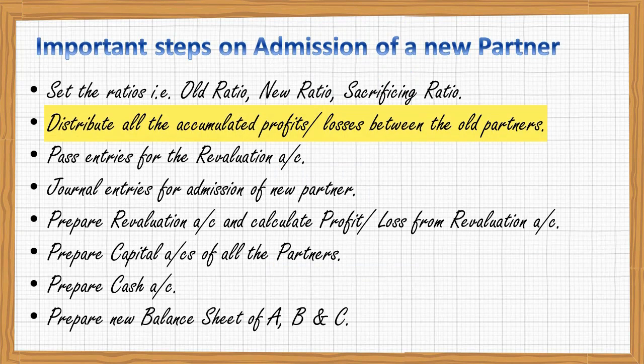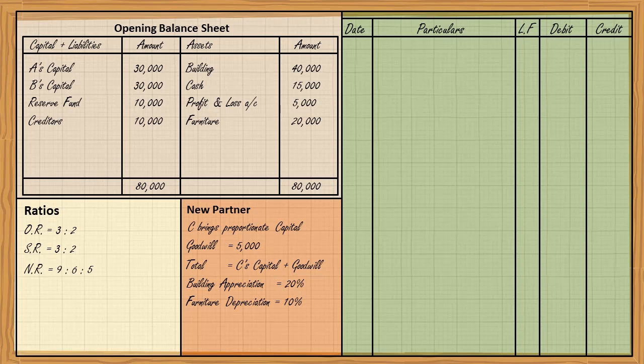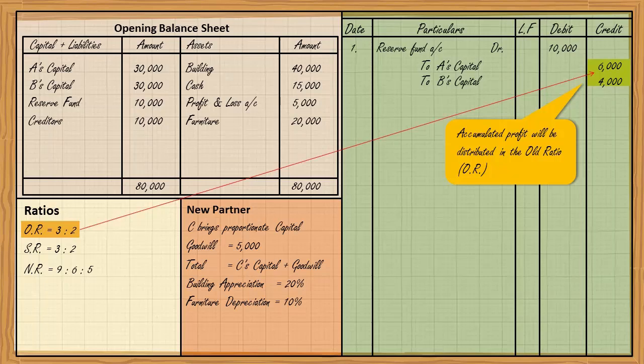First of all, distribute all the accumulated profits. Have a look at the liability side. Yes, there is reserve fund of rupees 10,000. So our journal entry will be reserve fund account debit 10,000 to A's capital, B's capital 6,000, 4,000. This reserve fund has been distributed in the old ratio of 3:2.